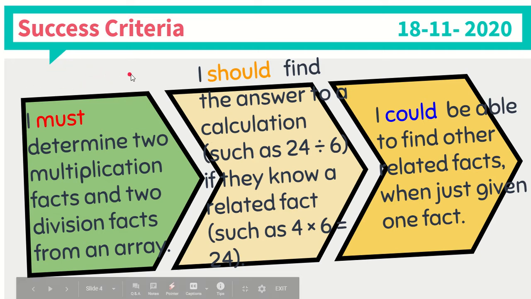Our success criteria are as follows. We're expecting all of you must be able to determine two multiplication facts and two division facts from an array. And we're expecting most of you should be able to find the answer to a calculation such as 24 divided by 6, if you already know a related fact such as 4 times 6 equals 24. Lastly, we're expecting some of you could be able to find other related facts when you are just given one fact. It means starting from one fact you can generate and create other multiplication and division facts.